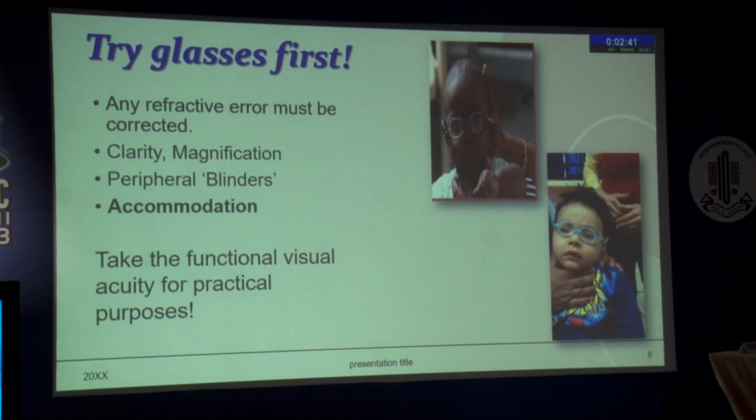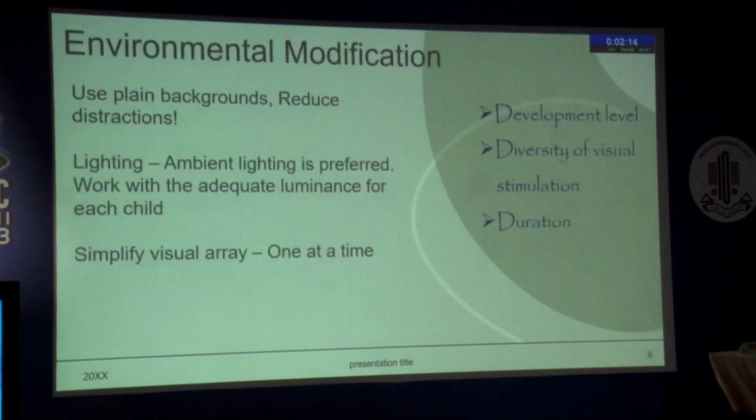Glasses always should be given. Any refractive error, because these children are very small, do not go by APAO guidelines, Indian guidelines, all that doesn't work. Any refractive error should be corrected. Reason being, it improves clarity, improves magnification. In children with hyperactivity, glasses work as peripheral blinders and cancel out the peripheral fields. Accommodation also they help with. And again, please note down the functional visual acuity for all practical purposes in these children.